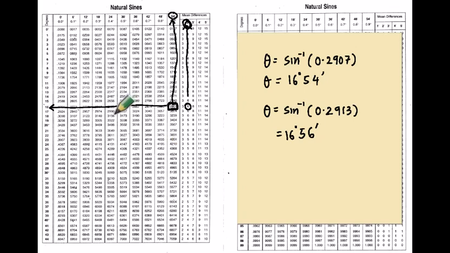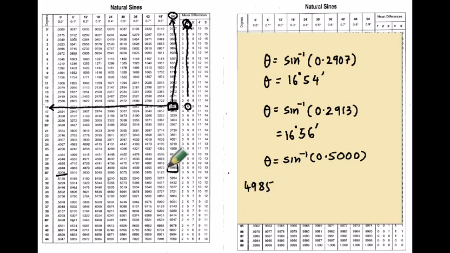Now I would like to draw your attention to the previous example that I had taken, that theta is equal to sine inverse of 0.5000. Please understand, here we are getting exactly 0.5000. We would like to have that number only, but we can get very close to 30 degree in another way also. Say for example, here if you see, you have 4985.